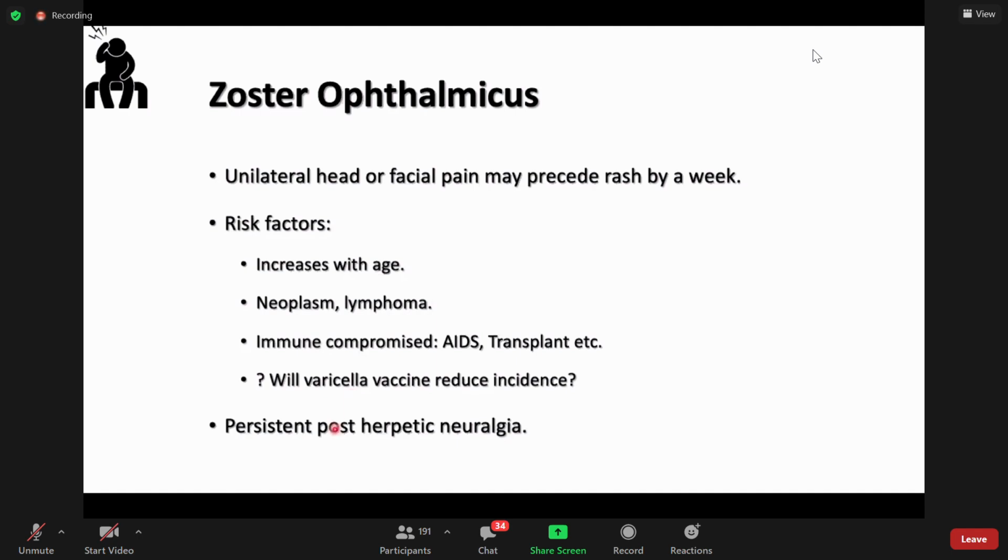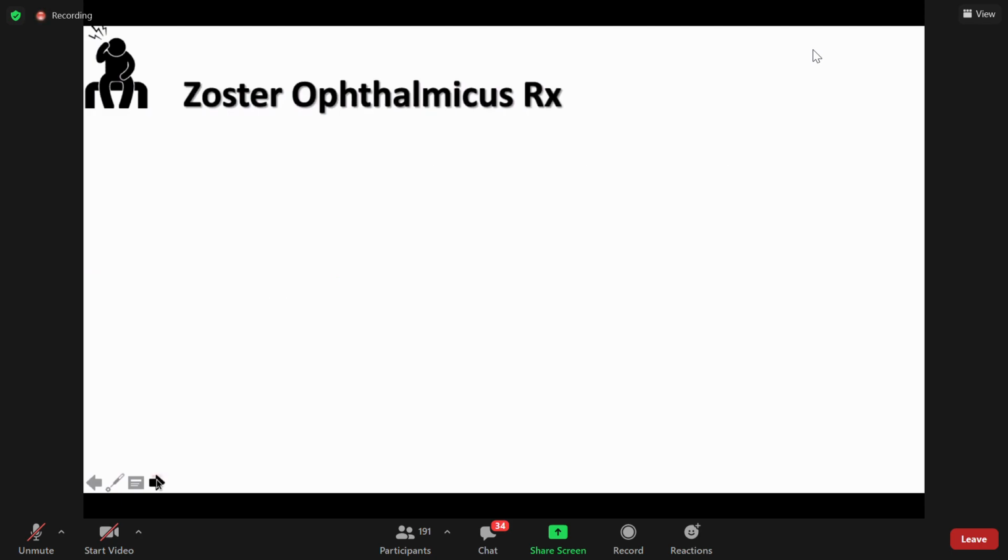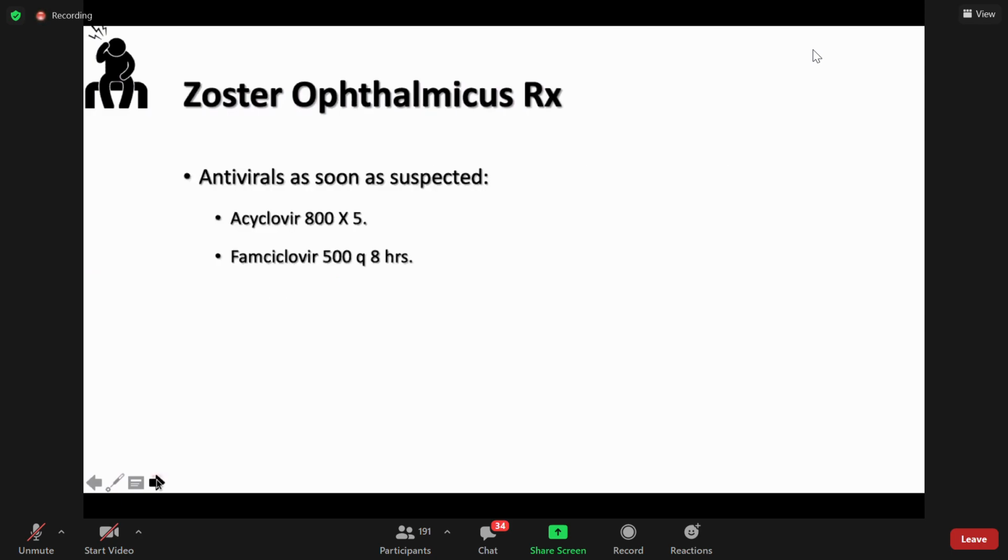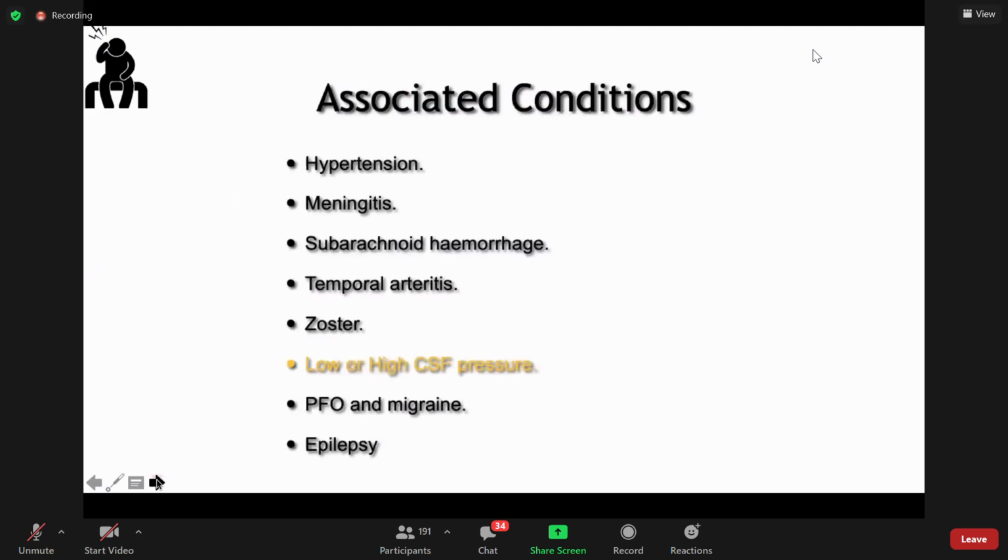zoster ophthalmicus. The problem is that even after the rash disappears, the inflammation of the nerve may cause persistent neuralgia, and post-herpetic neuralgia is difficult to treat. How do we treat zoster ophthalmicus? By antivirals, acyclovir or famciclovir, and pain control with tricyclics or gabapentin, pregabalin.